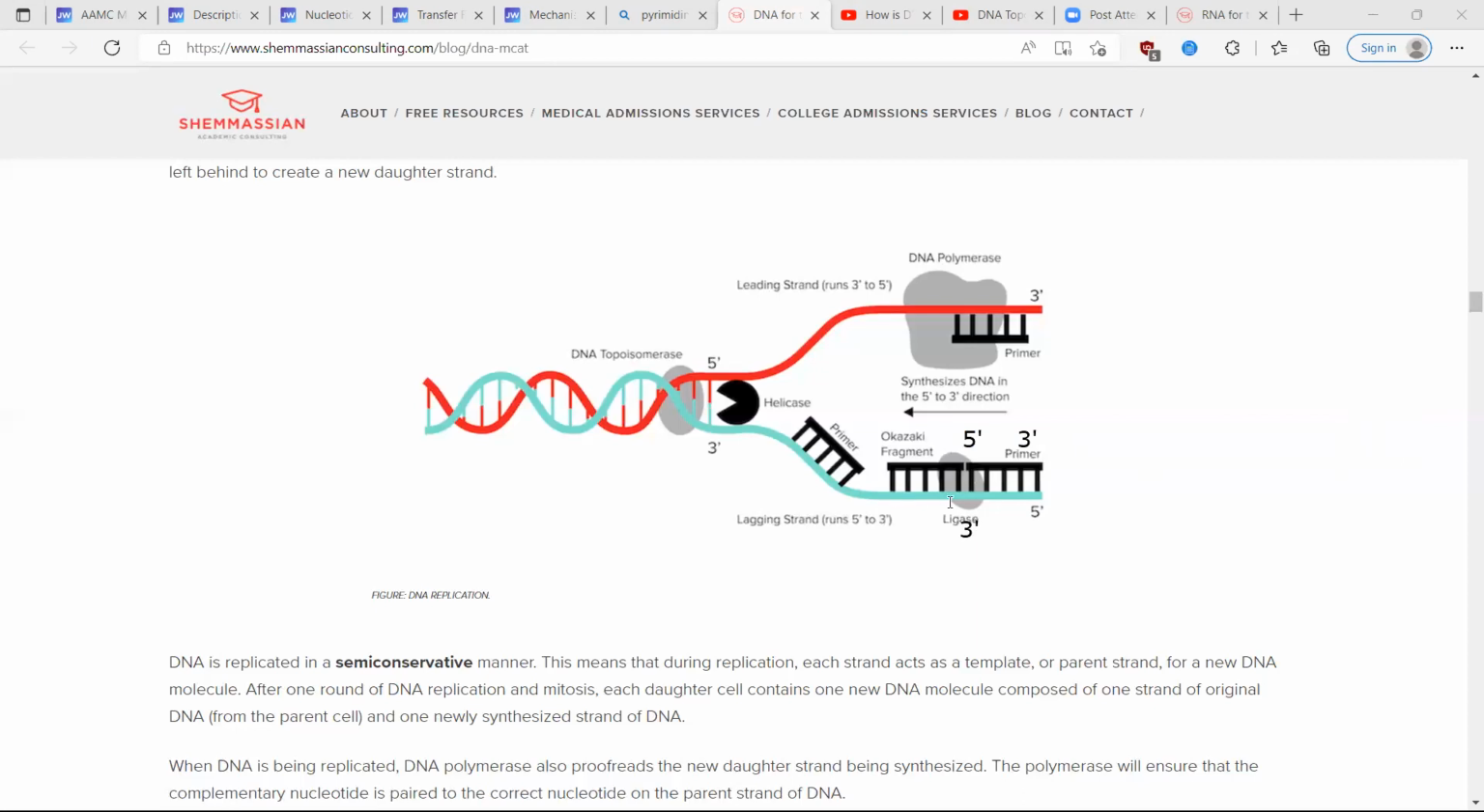So the template strand, the parent strand, is 3 to 5, and we synthesize 5 to 3, but then we get stuck at the end here. So that's the lagging strand.